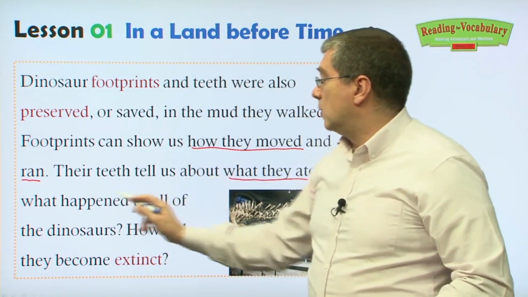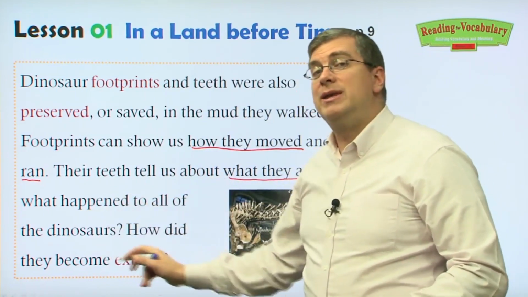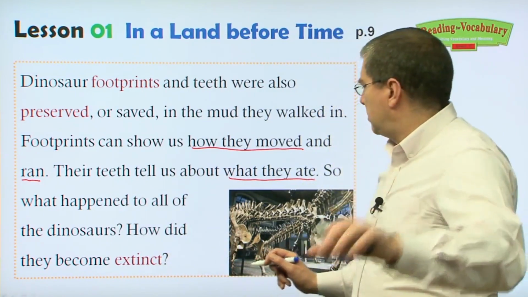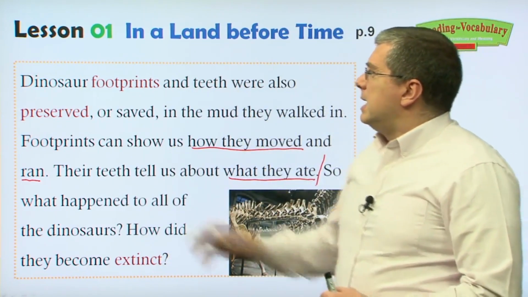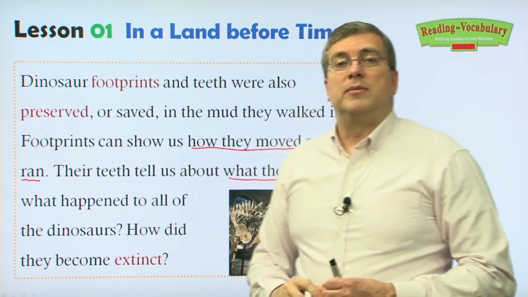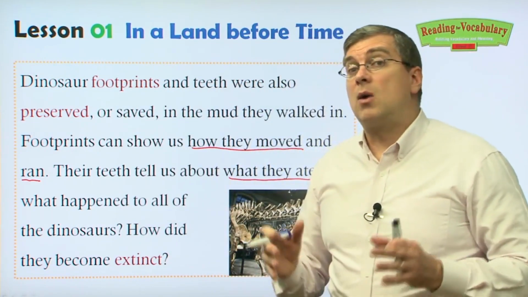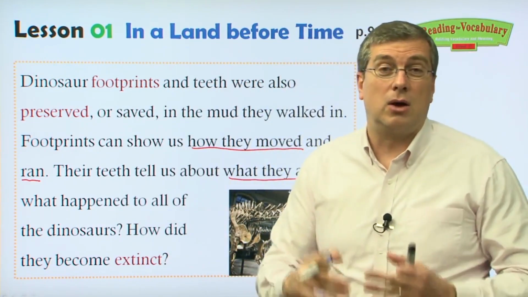So what happened to all of the dinosaurs? How did they become extinct? Let's break this down into two parts. This part here and then the second part. This is the other thing that scientists can use to find out what dinosaurs were like a long time ago.